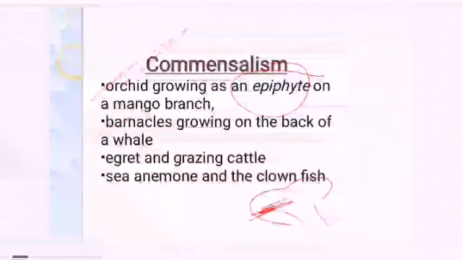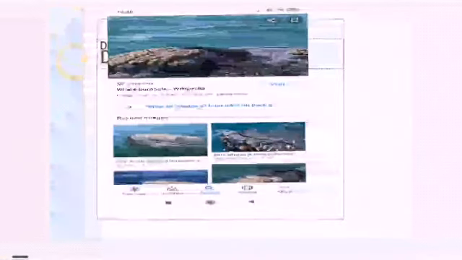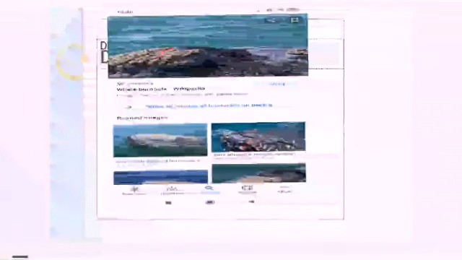Okay, so you can see barnacles growing on the back of a whale, how it looks. You can find this one, this is the barnacles. On this whale, you can find these brown things. Okay, so this is the barnacles.